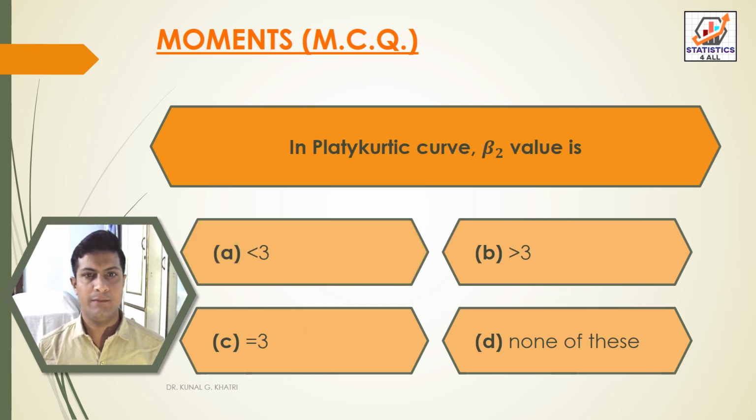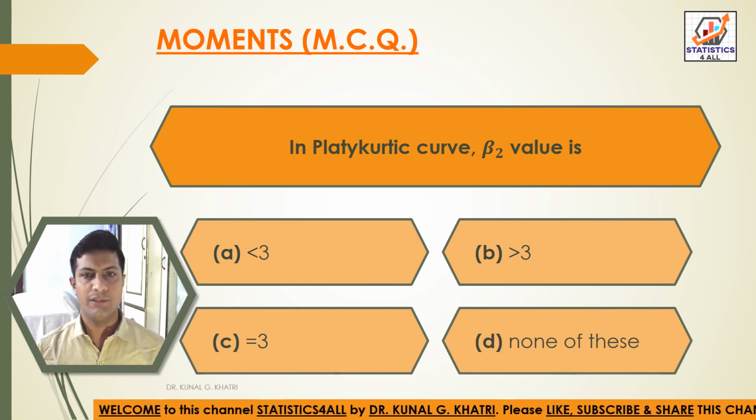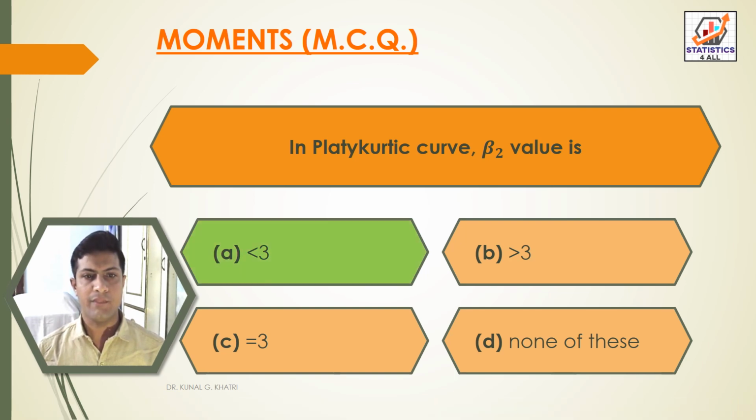Next question. In platykurtic curve, beta 2 value is option A less than 3, option B greater than 3, option C is equal to 3, option D none of these. So here we have answer option A less than 3. In platykurtic curve, beta 2 value is less than 3.